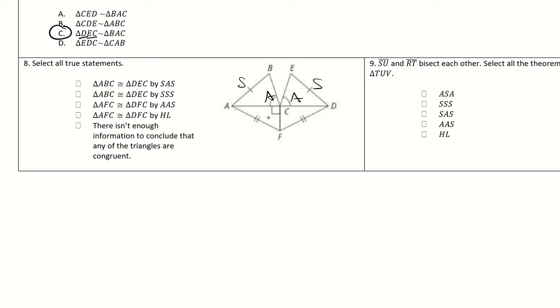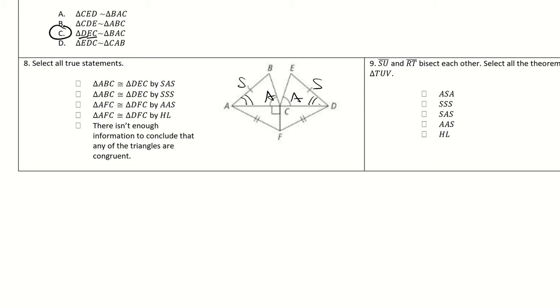Now, is there any other information that they give us? Well, there's not enough information here. So we don't know that they're necessarily similar just based off of this information alone. We need one more piece of information. In fact, this S and this A are so far apart, we can't even use them in the same thing. So if we knew this angle was the same as this angle, then we could say AAS, right? But definitely not SAS.